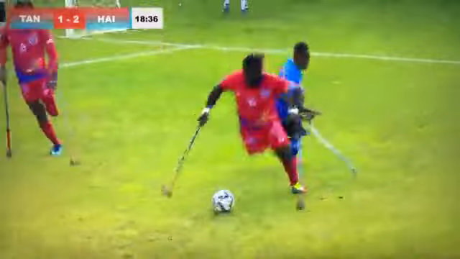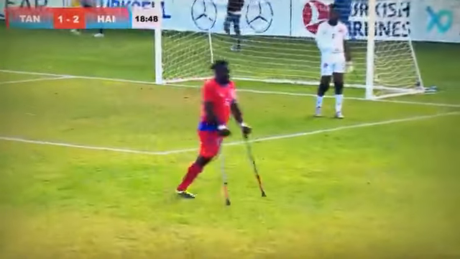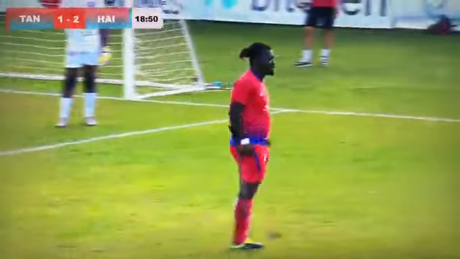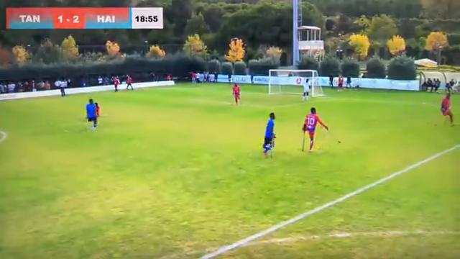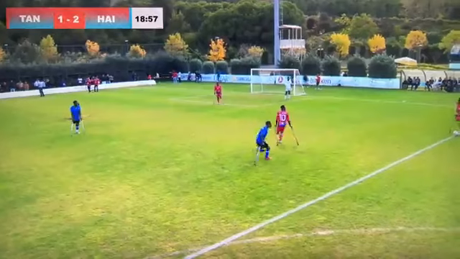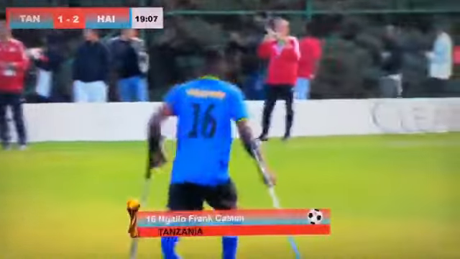Ngailo. Solid tackle by Manley. It's Khalifa. Out of the play. John Baby. Here is number 16, Ngailo. He scored the goal for Tanzania 2 minutes ago.